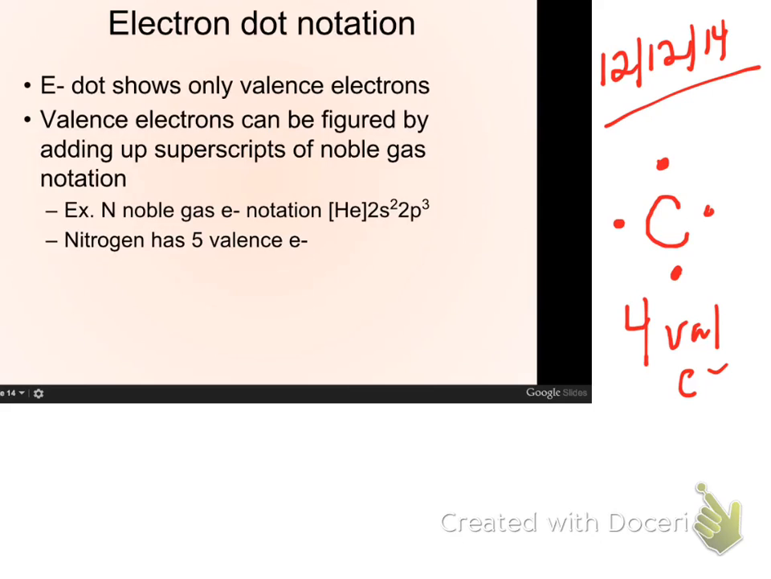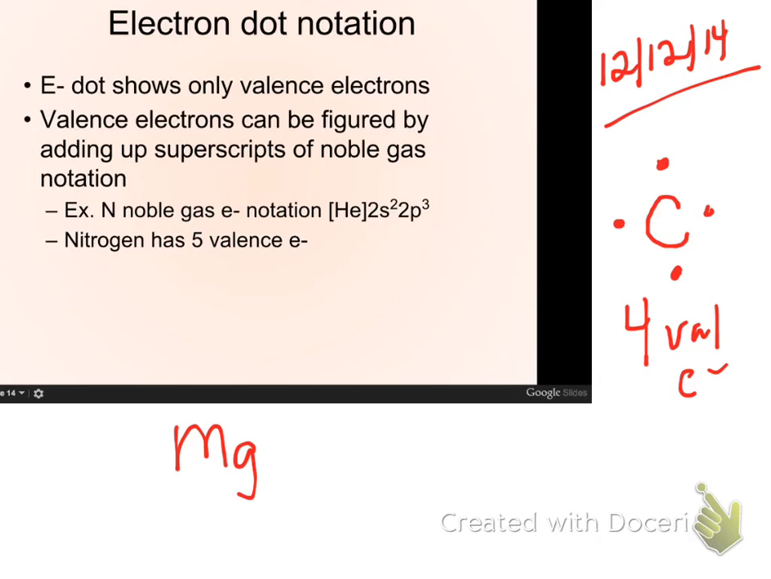I understand completely. Okay, so we start off with the electron dot notation for magnesium. Doing what? Draw the symbol. So we got a big old Mg. Now, how many valence electrons does magnesium have? Hold up fingers.